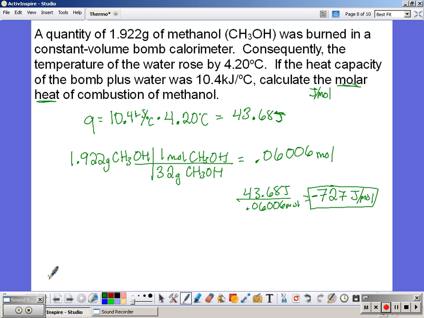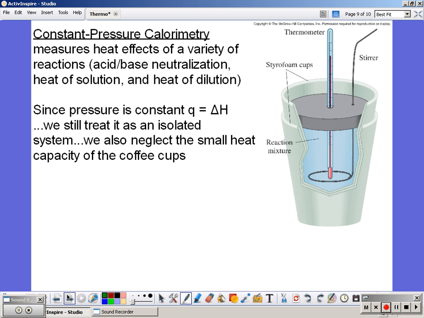A constant pressure calorimeter is like the coffee cup calorimeters that we used in the lab. It measures the heat effects of a variety of reactions, including acid-base neutralization, heats of solution, and heats of dilution. Since pressure is constant, Q equals delta H, so Q equals enthalpy. Heat is enthalpy. We still treat it as an isolated system, so we just neglect the small heat capacity of the coffee cup.